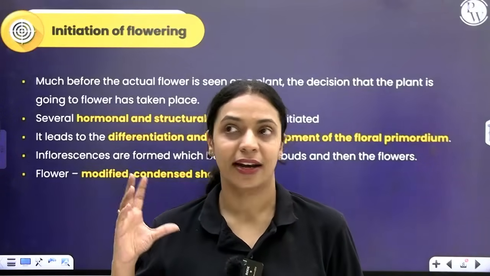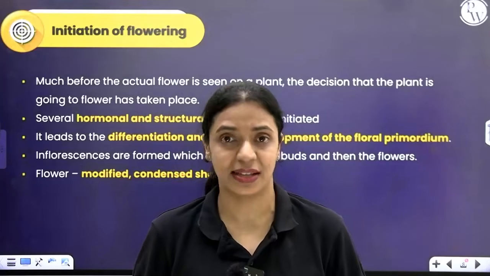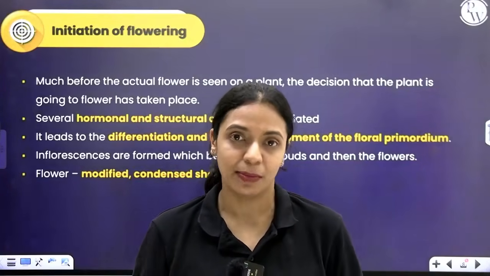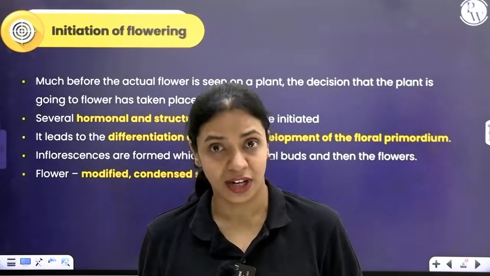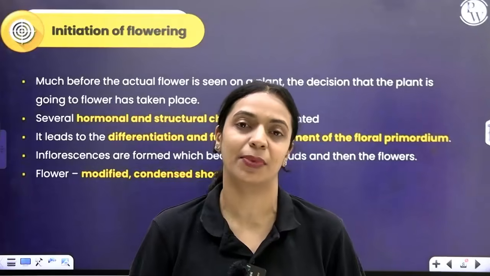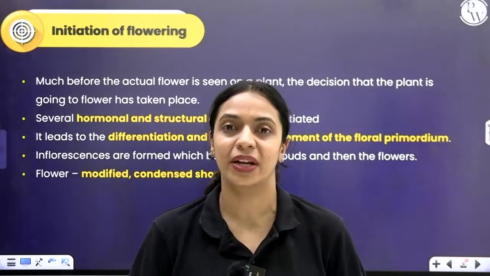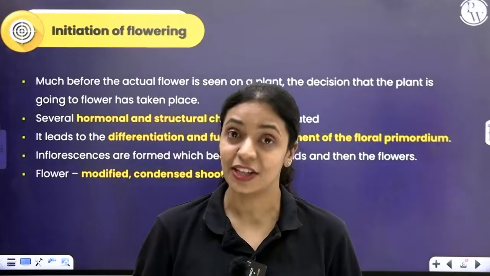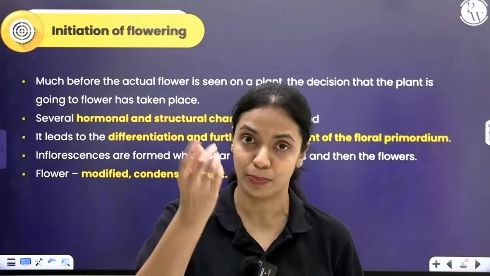Therefore, there are certain chemicals, certain pigments that are present in the leaf that can measure the day length, duration of day, duration of darkness during night, what is the temperature around. It can measure all of those environmental factors, and whenever it is suitable for flowering, only then it will initiate the process of flowering. It will send certain chemical signals from the leaf to the tip of the shoot.